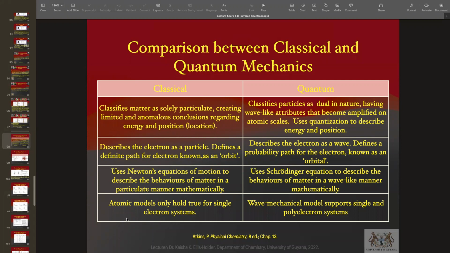All right, so atomic models, again, like I said, for classical mechanics, would have only held true for single electron systems, and that's why it's called the Bohr atomic model for hydrogen itself. Once it was applied to helium, there was a breakdown and so on. It still is applicable to single electron systems, but again, the addition of an electron changes the dynamics of the actual structure because it changes the energetics as well. And so what we have is the wave mechanical model supporting single and polyelectron systems.